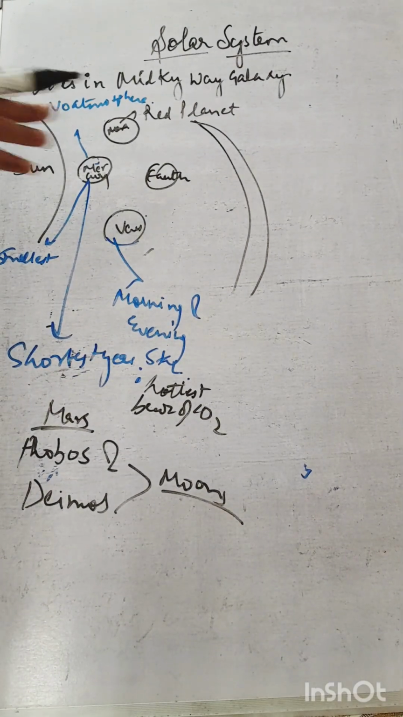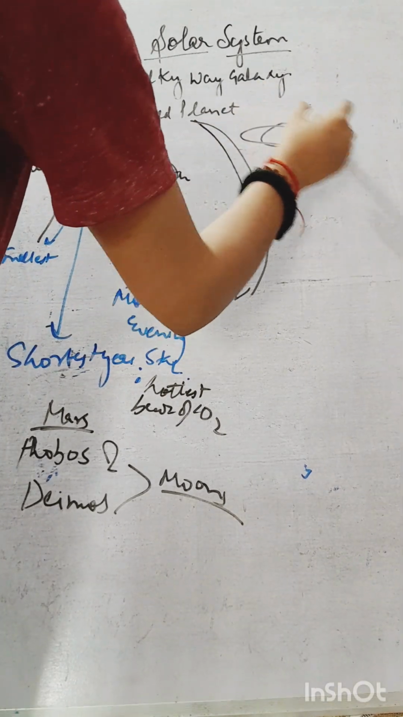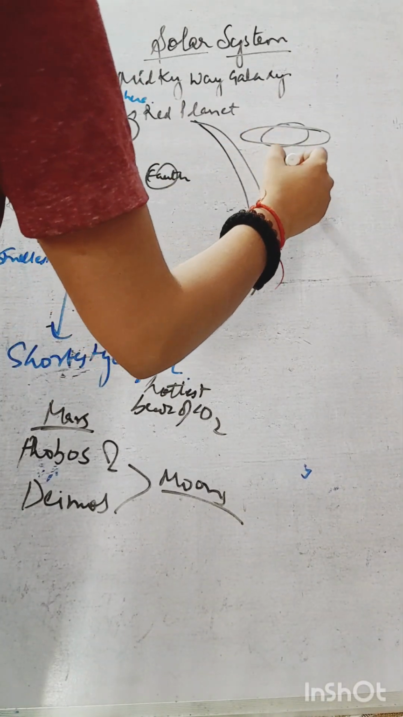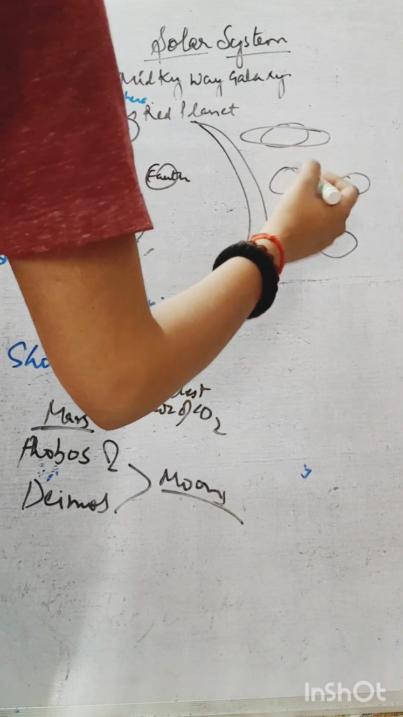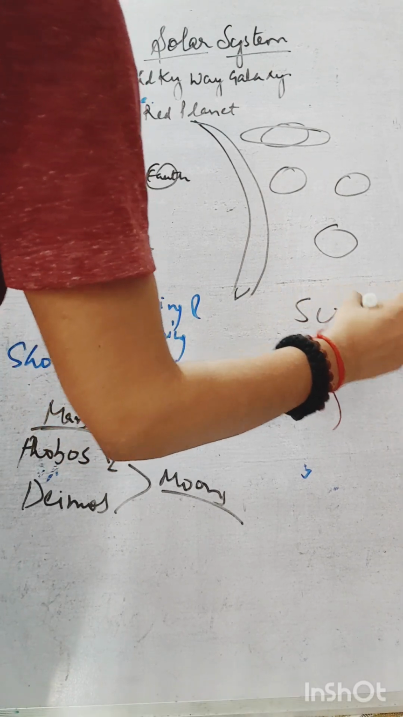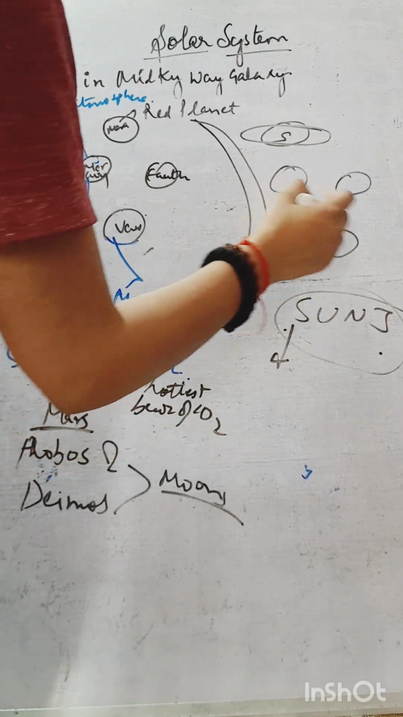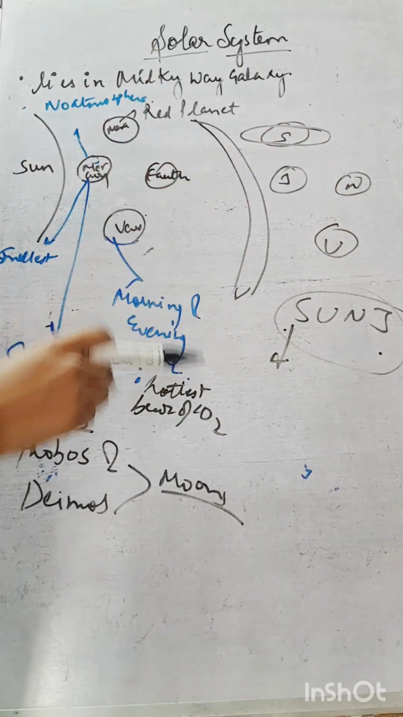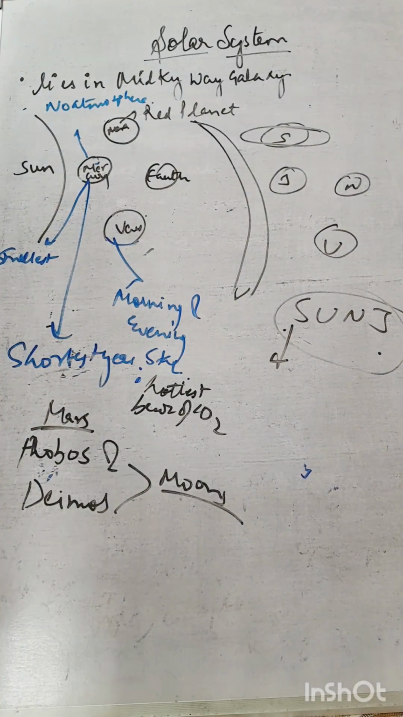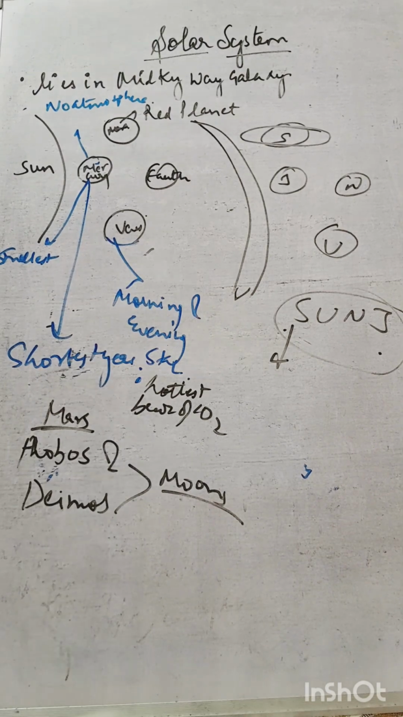Next come your outer planets. So what are the outer planets? Saturn has rings. Okay, Saturn, Uranus, Neptune, Jupiter. You can remember these by a trick: SUNJ. S stands for Saturn, then comes your Uranus, next is Neptune, and last is Jupiter. So this was the trick for learning the innermost planets and the outermost planets.